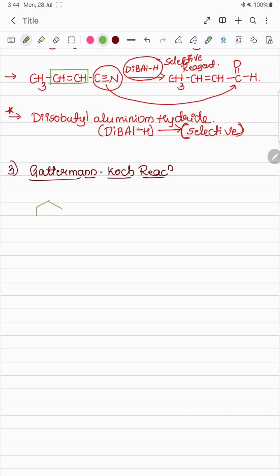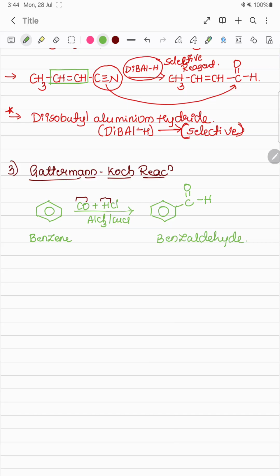So here what will happen? We directly take benzene, and this benzene is treated with carbon monoxide and HCl in presence of anhydrous AlCl3 or CuCl. Carbon monoxide and the HCl will be added to benzene, thereby giving benzene with CHO. This is itself the reaction. This is called benzaldehyde. So conversion of benzene to benzaldehyde is favored by the Gattermann-Koch reaction.